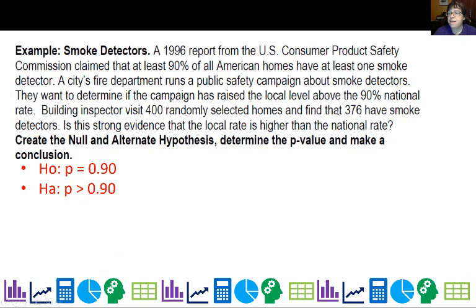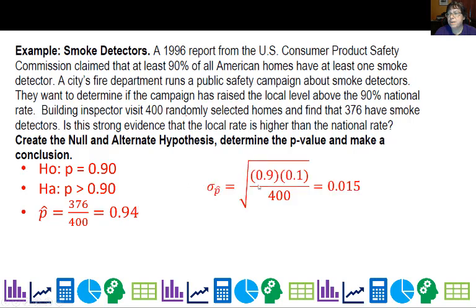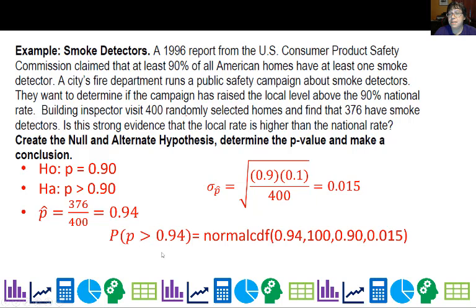Now, they went ahead and gathered a sample, so that's going to be our p-hat, 376 over 400, which is 0.94. Now, we can go ahead and find sigma, and that's, remember, use your hypothesized value, 0.9 and 0.1 over 400, which is 0.015. All right. So if I was going to do the probability, I'm saying, okay, I want the probability of getting this extreme or higher, given that the mean is actually 0.90 and the standard deviation is 0.015.